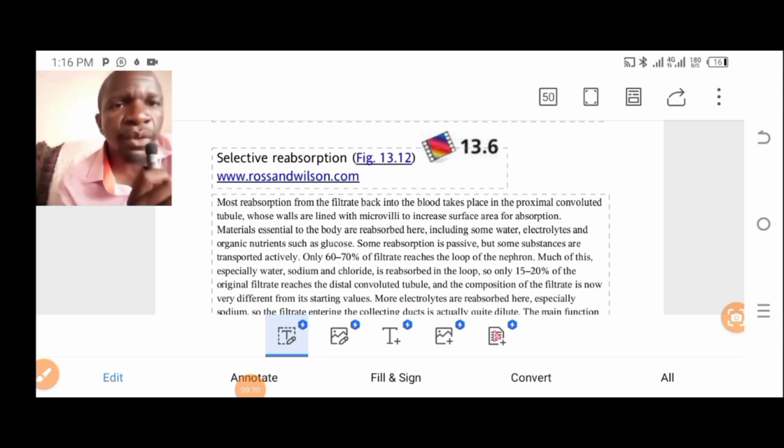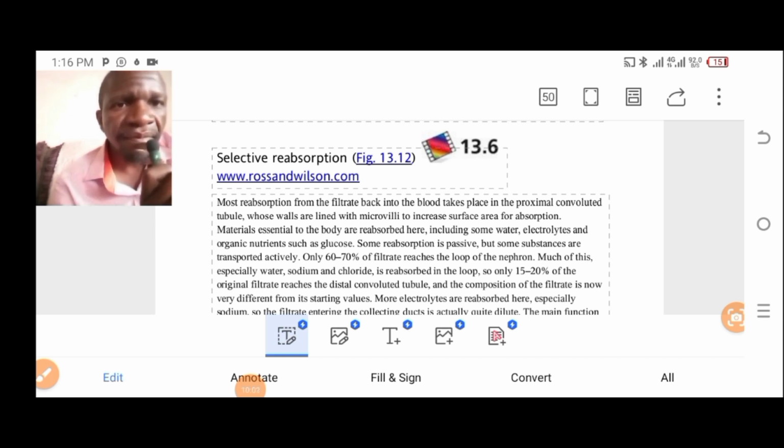What happens in selective reabsorption? Most reabsorption from the filtrate back into the blood takes place in the proximal convoluted tubule. So where does it happen? It occurs in the proximal convoluted tubules, whose walls are lined with microvilli to increase surface area for absorption. So these microvilli provide a large surface area for absorption to occur. So you see, things are organized.